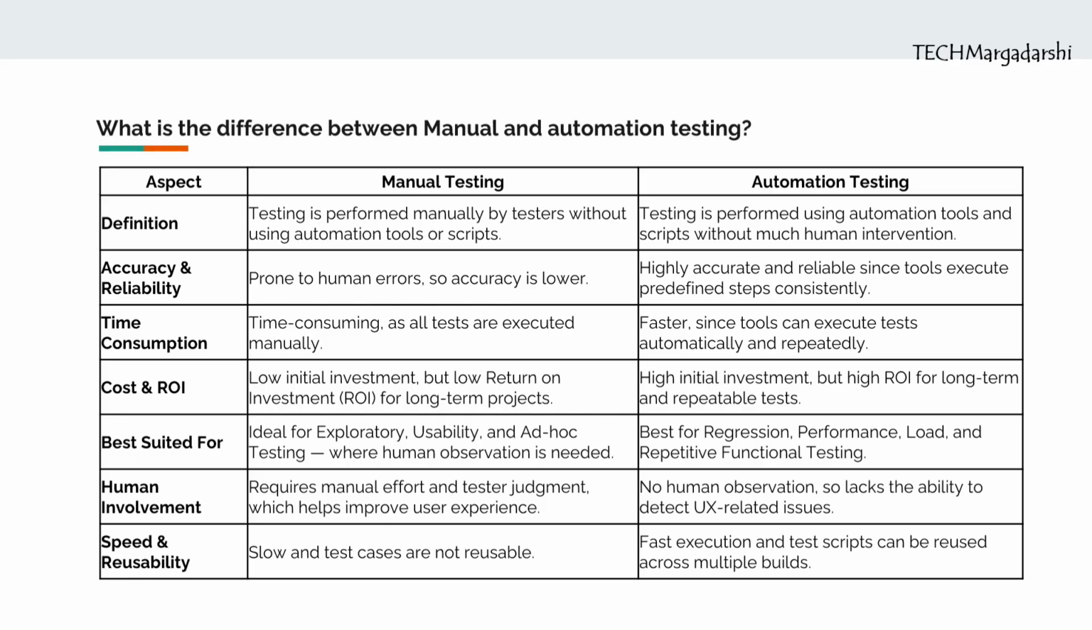In summary, manual testing is slow but insightful. Automation testing is fast and efficient. Both are essential and complement each other in the software testing lifecycle.